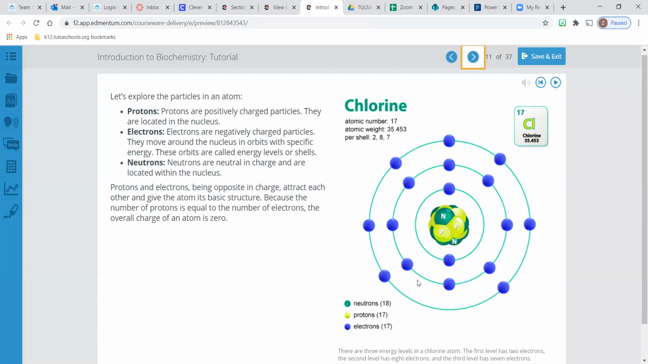And we're given the number of each type of subatomic particle: 17 protons, 18 neutrons, and 17 electrons. Pay attention to the atomic number, the atomic weight, and the number of electrons per shell. This is how it appears on the periodic table of elements, and we'll get into that later.